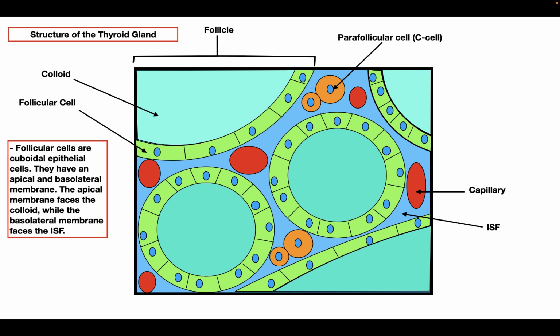Just as a quick reminder, follicular cells are cuboidal epithelial cells. They have both an apical and basolateral membrane. The apical membrane faces the colloid, whereas the basolateral membrane faces the interstitial fluid. Now, inside the colloid, we have the thyroid hormones, which are T3 and T4. In addition, we also have a precursor protein called thyroglobulin. So now let's take a look at what T3 and T4 are, as well as what thyroglobulin is.